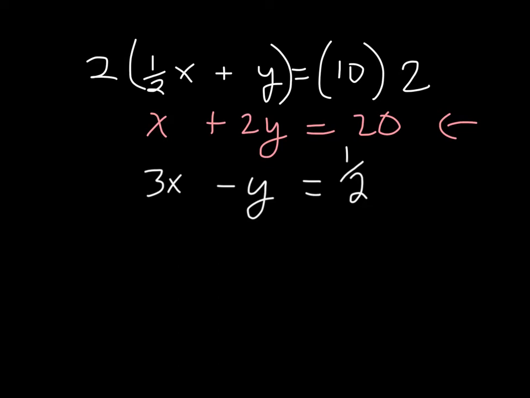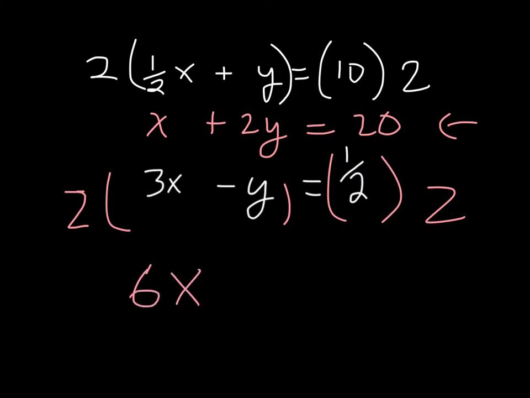Okay, so hopefully you're able to see that this also had a 1/2 in it. So if you were to multiply both sides by 2, you'll have 2 times 3x, 6x. 2 times negative y will give you negative 2y. 2 times 1/2 will give you 1. Now this equation also is in standard form, where a is 6, b is negative 2, c is equal to 1.